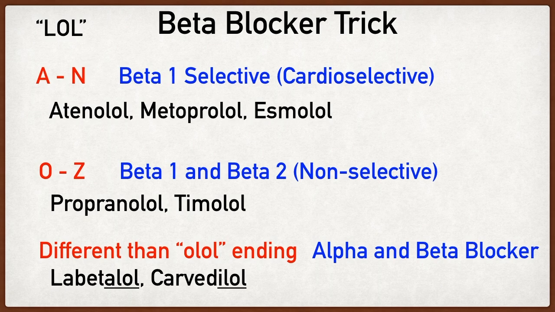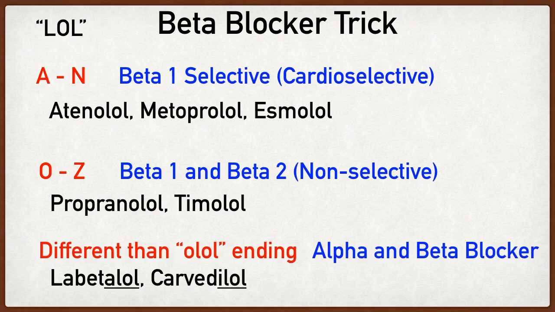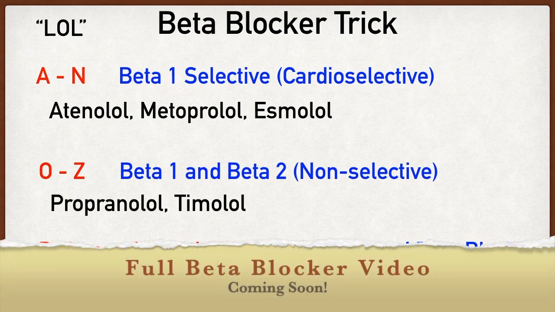Another exception to briefly point out is Sotalol. It starts with S, so it's a non-selective beta blocker, but it ends in "alol". Despite that alternate ending, it is not an alpha and a beta blocker. It's a non-selective beta blocker only.